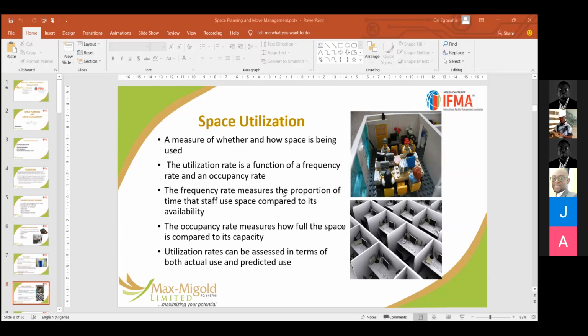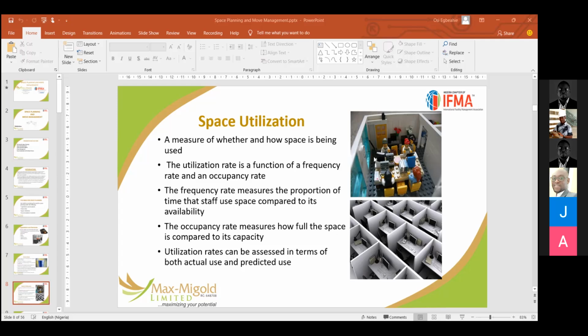Space utilization is a measure of how space is being used. Most of the time, you must always know how the space is being used from time to time, taking the measurement of the number of staff in that space, or rather in the office, compared to the utilization of the office itself, to check the total square meters or square area of the office, so you know how to manage that. The utilization rate is a function of a frequency rate and an occupancy rate.